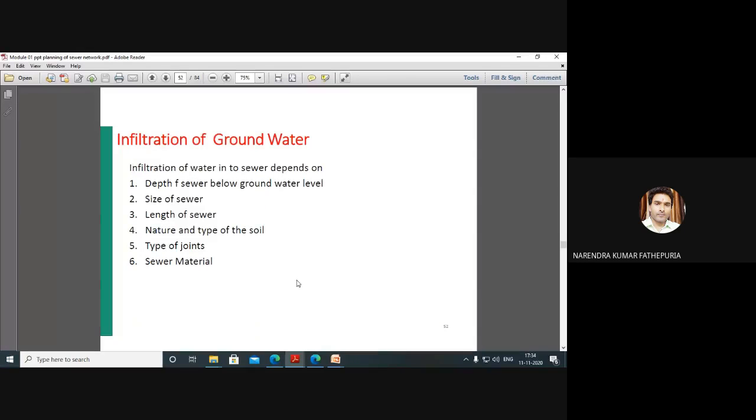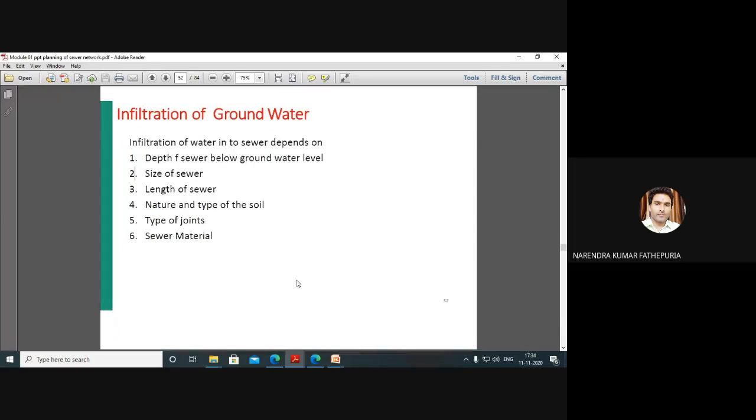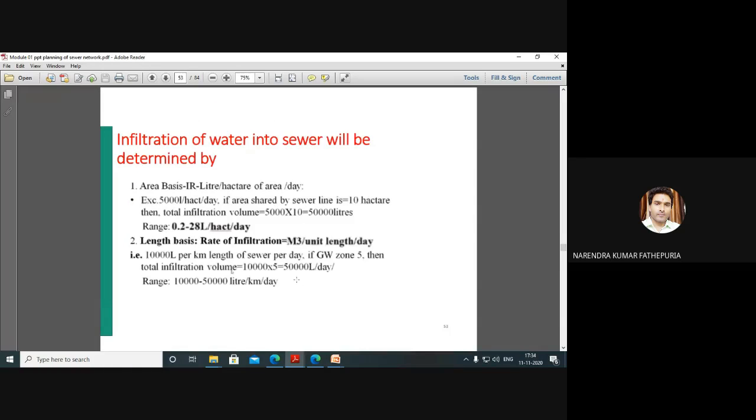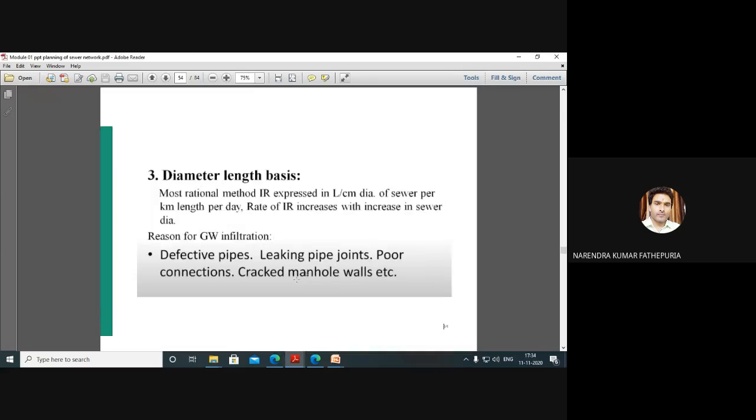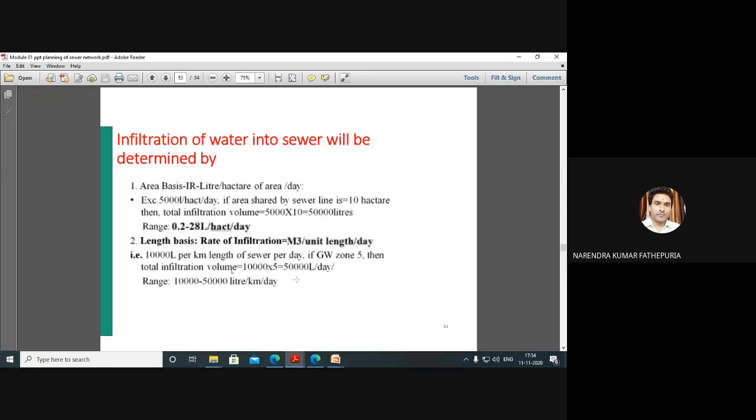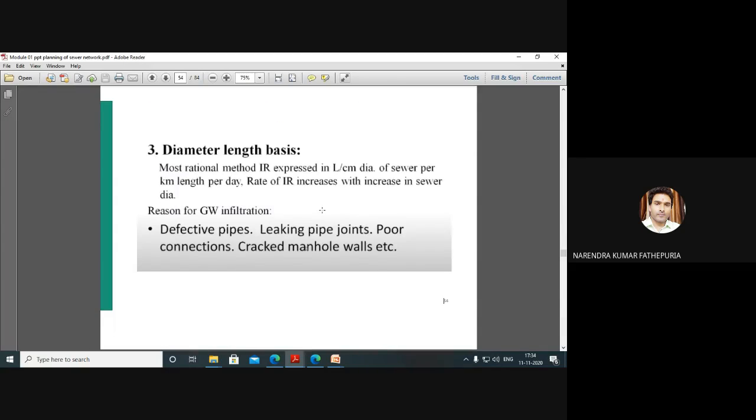Infiltration of groundwater depends on the depth of the sewer below groundwater level, size of sewer, length of sewer, nature, and type. The infiltration rate you have to consider. Suppose they have given it in liters per hectare per day; like this, you can consider the infiltration rate. Diameter, length basis.